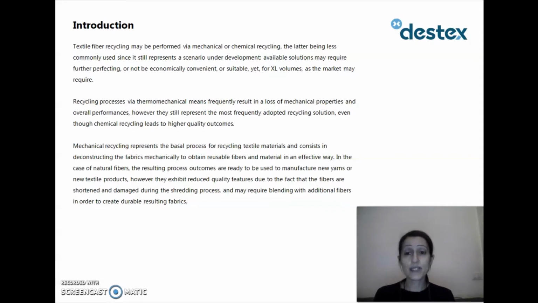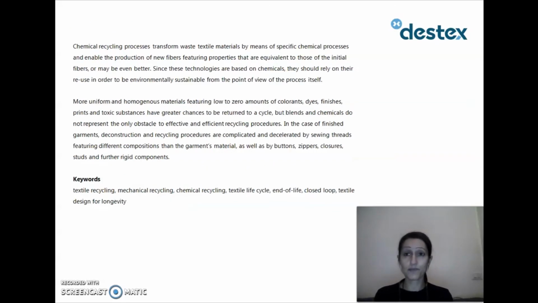Mechanical recycling represents the basic process for recycling textile materials and consists in deconstructing the fabrics mechanically to obtain reusable fibers and material in an effective way. In the case of natural fibers, the resulting process outcomes are ready to be used to manufacture new yarns or new textile products. However, they exhibit reduced quality features due to the fact that the fibers are shortened and damaged during the shredding process and may require blending with additional fibers in order to create durable resulting fabrics.